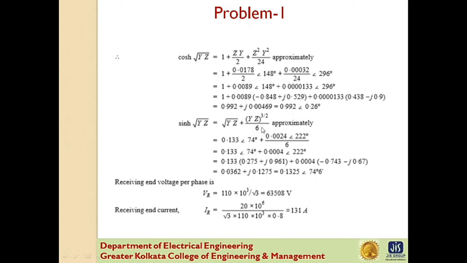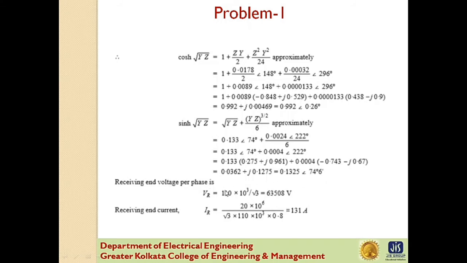Similarly, from the formula of sinh root over yz, we get the value of sinh root over yz by putting the values of y and z, which is equal to 0.0362 plus j0.1275. Now convert this rectangular into polar form: 0.1325, angle 74 degrees 6 minutes.